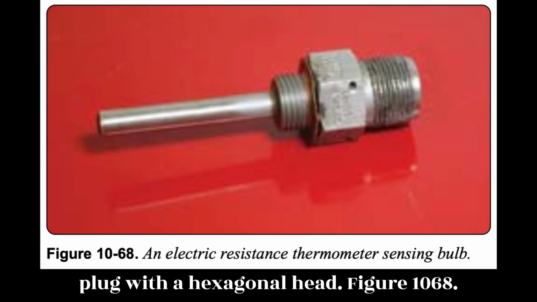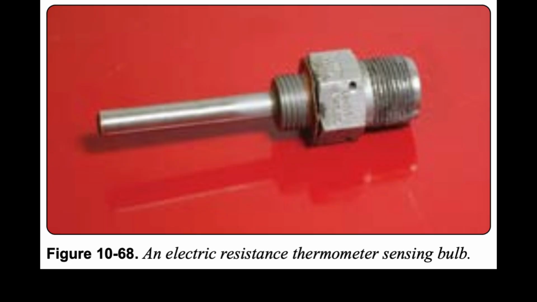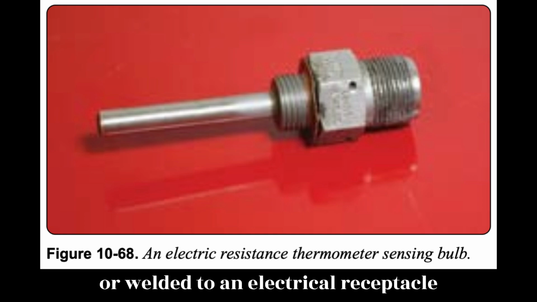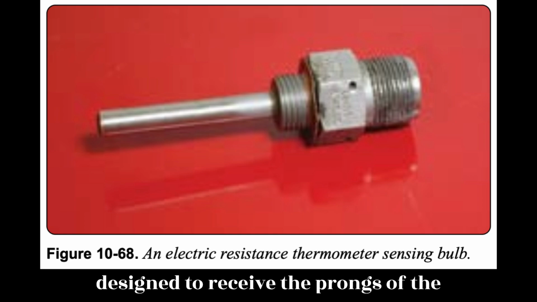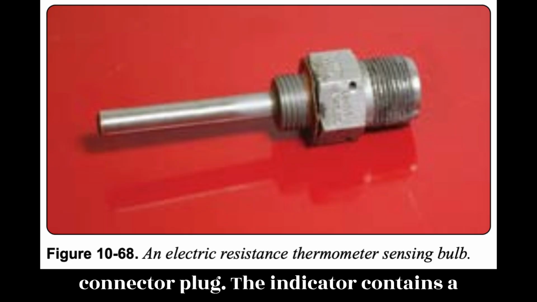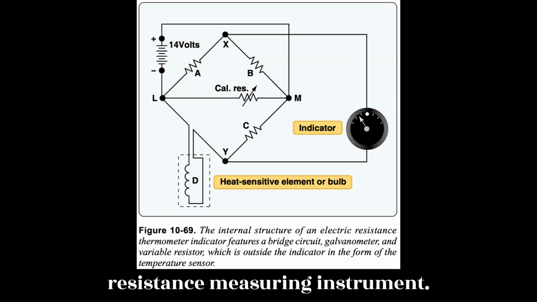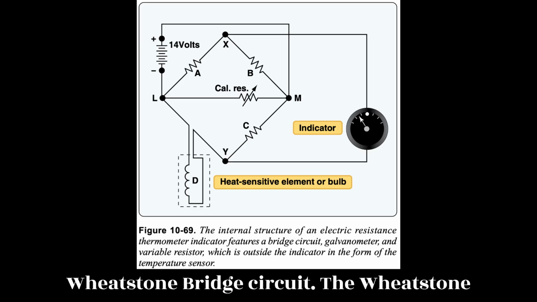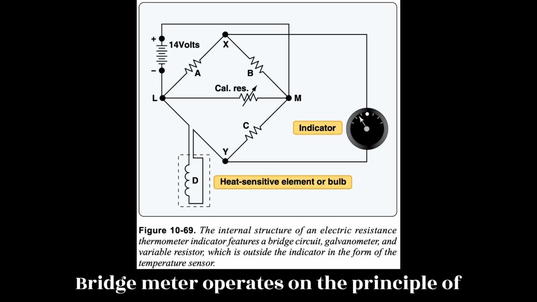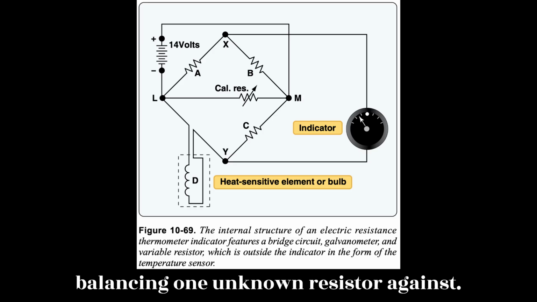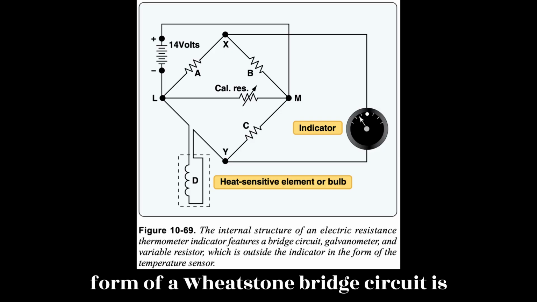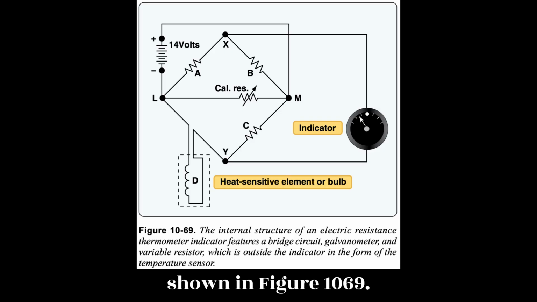Figure 10-68. The two ends of the winding are brazed, or welded, to an electrical receptacle designed to receive the prongs of the connector plug. The indicator contains a resistance measuring instrument. Sometimes it uses a modified form of the Wheatstone bridge circuit. The Wheatstone bridge meter operates on the principle of balancing one unknown resistor against other known resistances. A simplified form of a Wheatstone bridge circuit is shown in Figure 10-69.